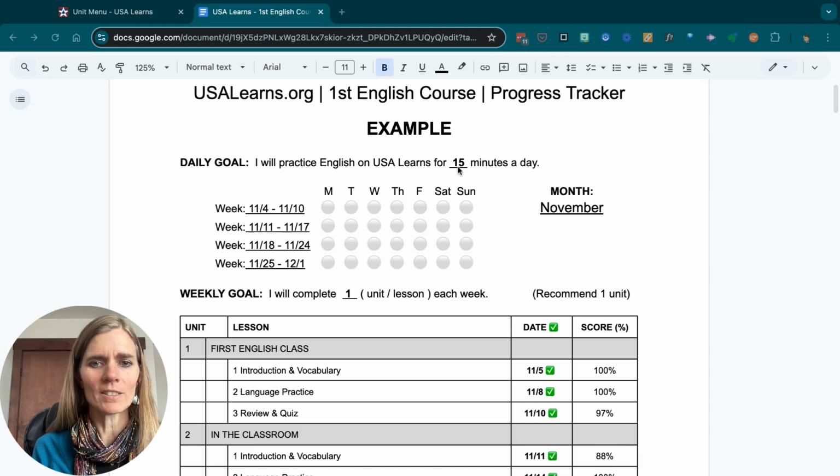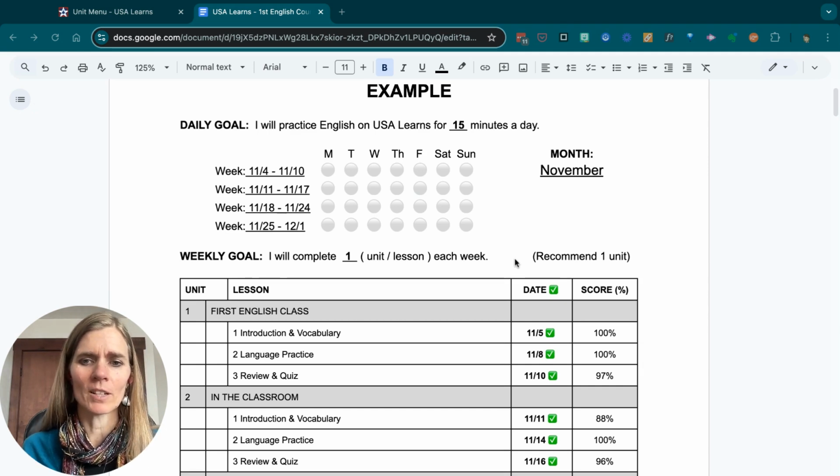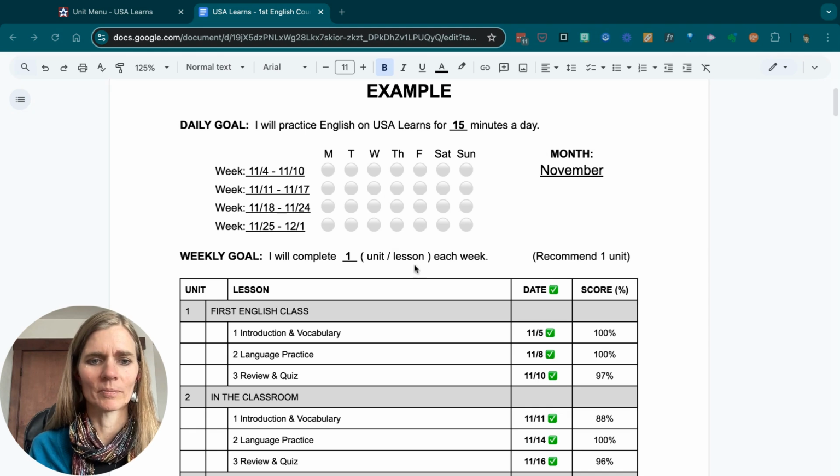When you complete 15 minutes for the day, put an X or check mark or color the circle for the day. You also have a weekly goal. I will complete a certain number of units or lessons each week. For beginners, I recommend 1 unit, which will take about 1 to 2 hours a week.